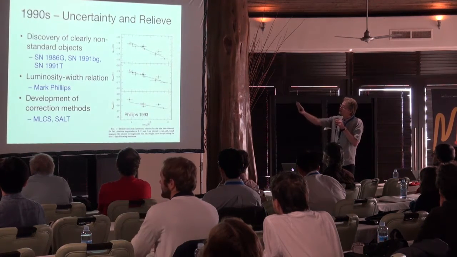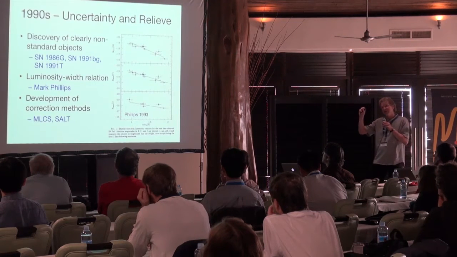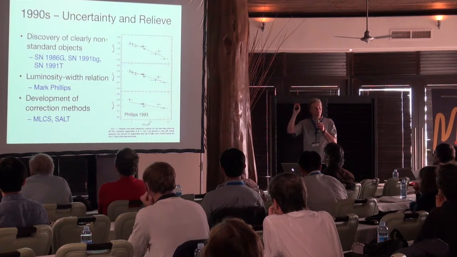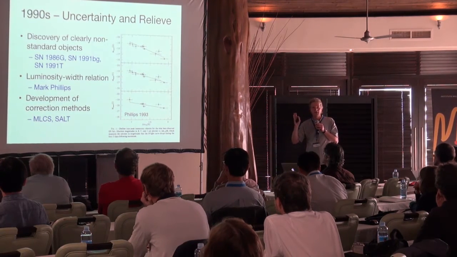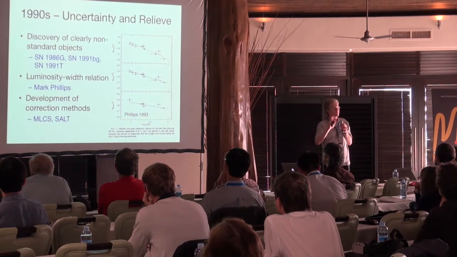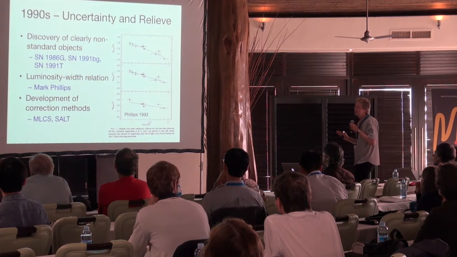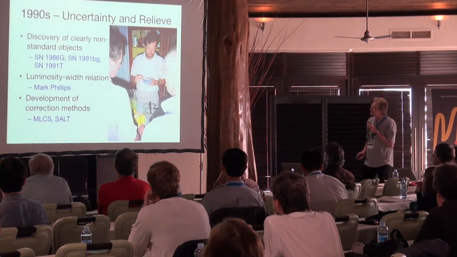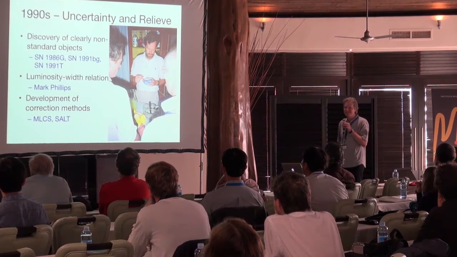So I call this uncertainty and relief in the 1990s. At the beginning, 1991, we found these. Well, 86G was a precursor, but 1991T and 91BG really destroyed this picture of type 1As as being all the same, all uniform. There was a bit of despair until Mark worked out the luminosity-width relation, and many, many other people followed. So this is a picture of Mark doing this. This was before he did it. Do you remember what it is?